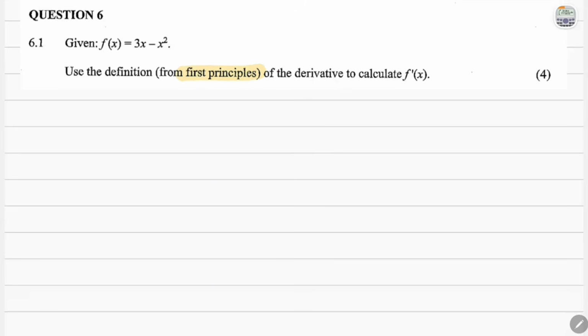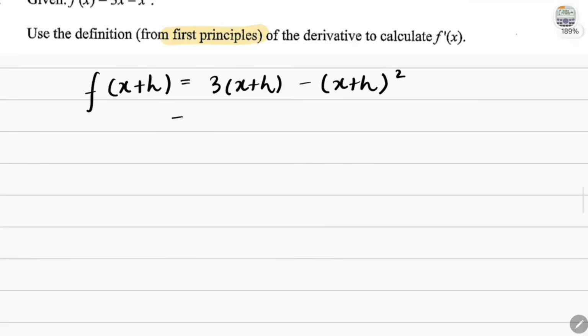So remember, to find this using the first principles method, you still need that second y value when finding this average gradient. So we're going to find f of x plus h. In place of x, replace it with x plus h. So we have 3x, so we say 3 times x plus h, and then minus x squared, x plus h all squared. And let's just simplify. So this is going to be 3x plus 3h and minus.